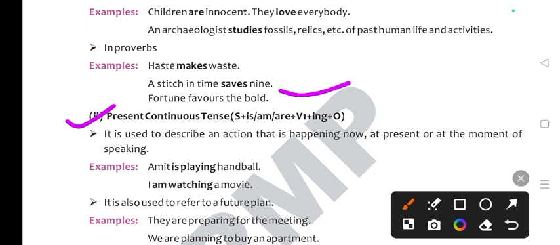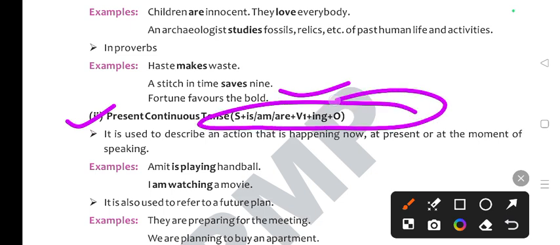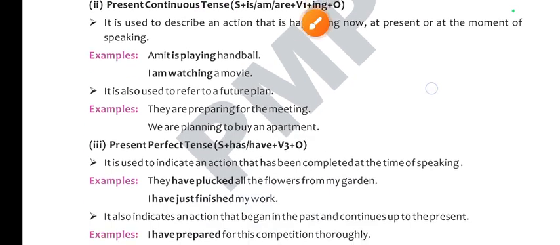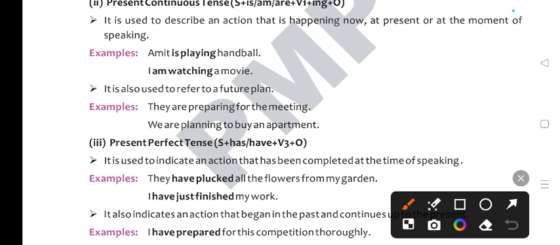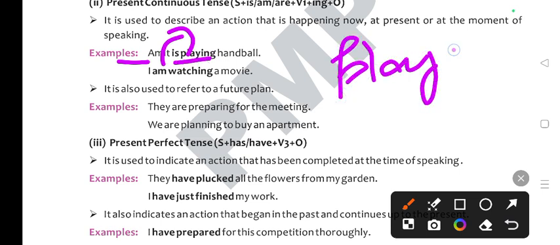Now let's talk about present continuous tense. So firstly we will talk about the helping verb of present continuous tense. So firstly we put subject and then is, am, are according to the subject, and verb plus ing form plus object if it is there. Okay. For example, Amit is playing football. So Amit is singular. We will put here is according to the Amit. Play, we will add play plus ing form. And then we put here football, that is object.